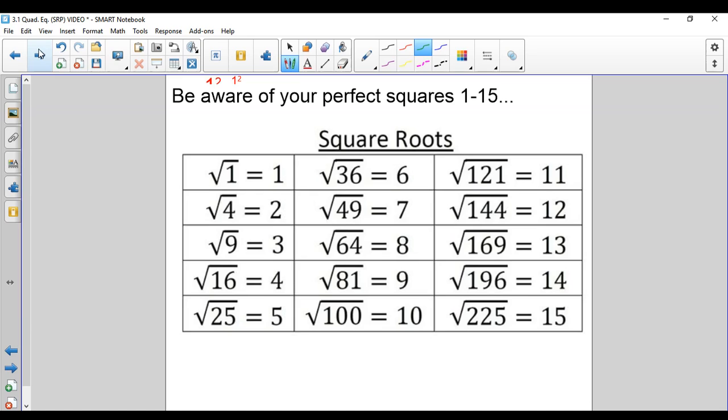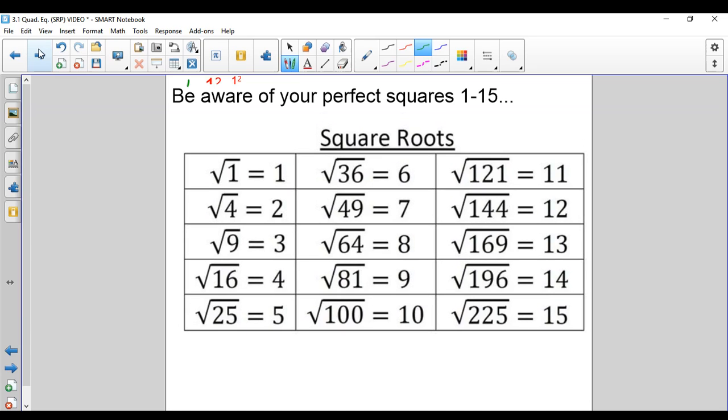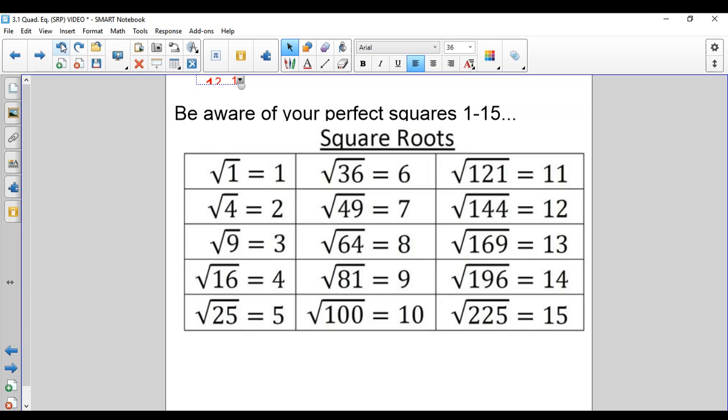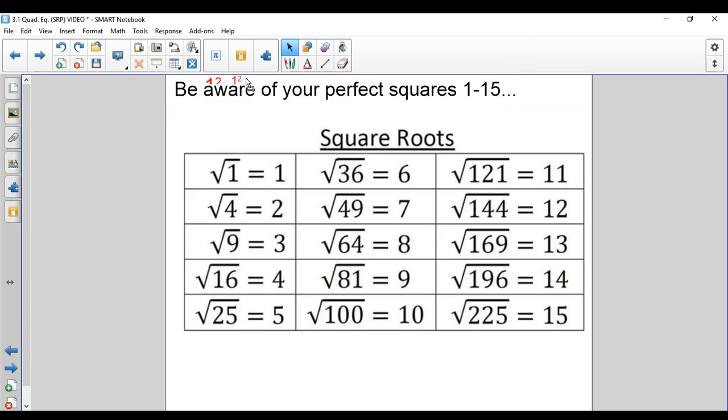First thing, as I have here, is we just need to be aware of our perfect squares. Being aware of our perfect squares just makes this process go a little bit faster for you. So we make it easier on ourselves if we're aware of that on these problems.